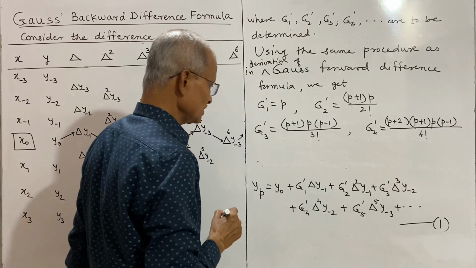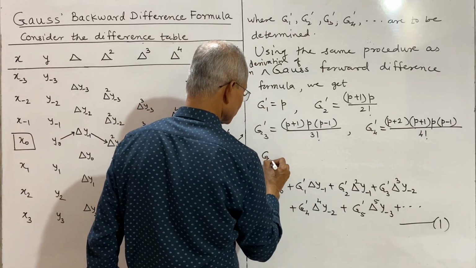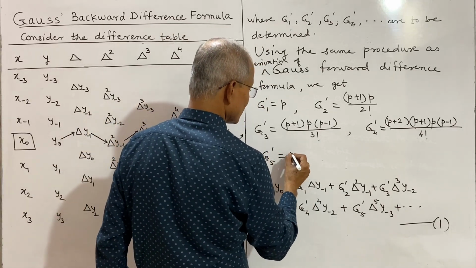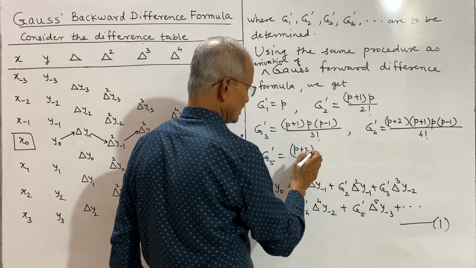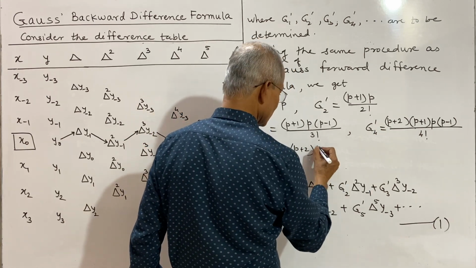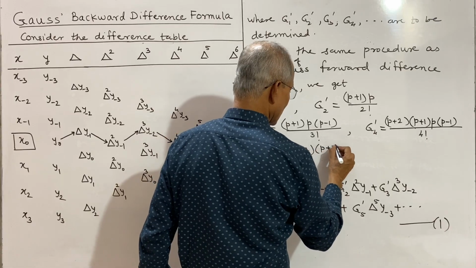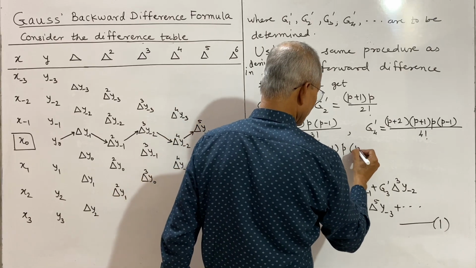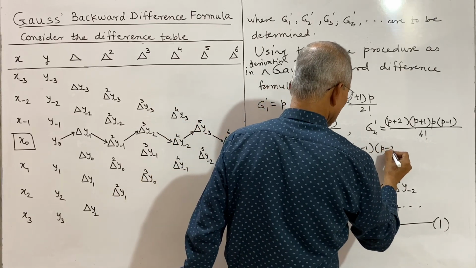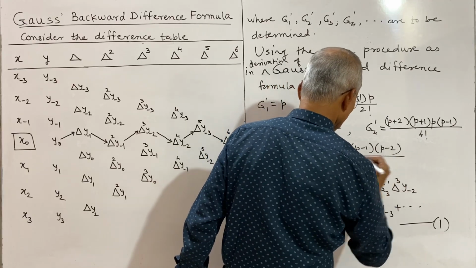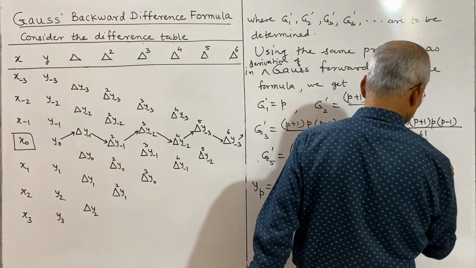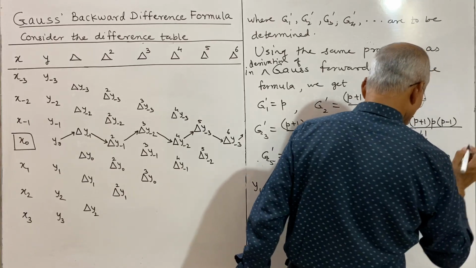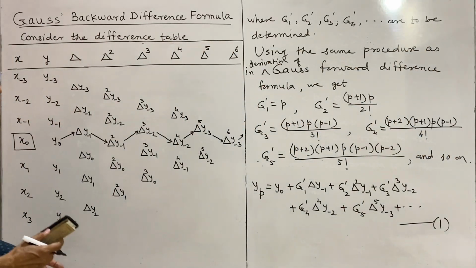Likewise, what will be g5 dash? It is p plus 2, starting with p plus 2 again. There are 5 terms in decreasing order, p plus 2, p plus 1, p, p minus 1, p minus 2 divided by 5 factorial, and so on. So put this in 1, we get the formula.